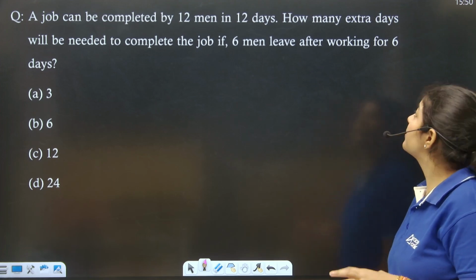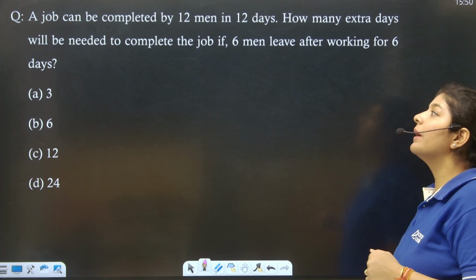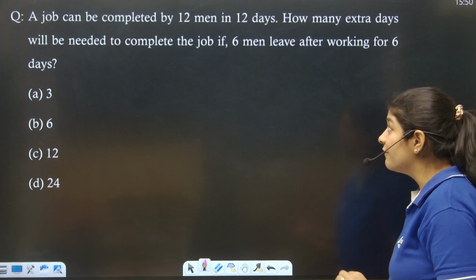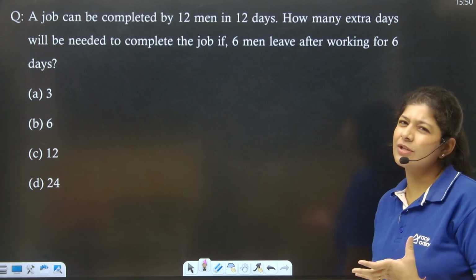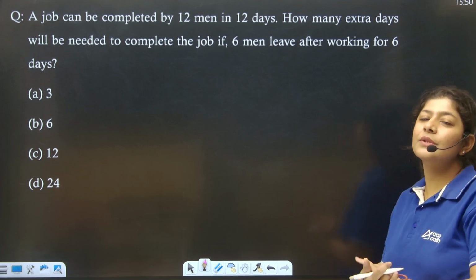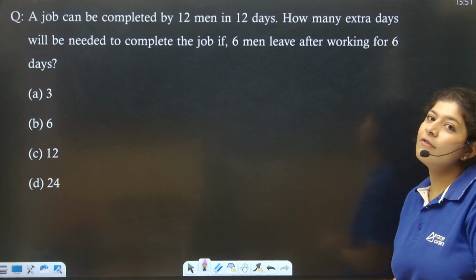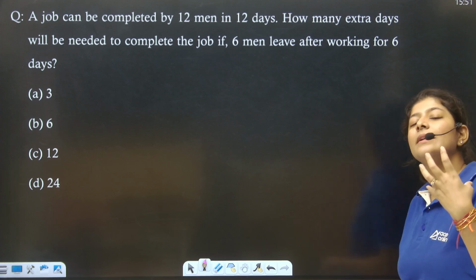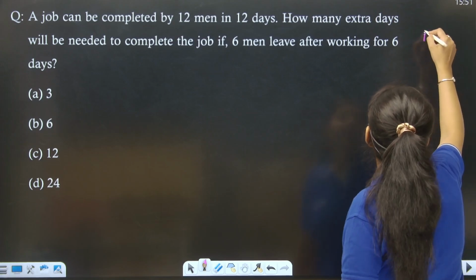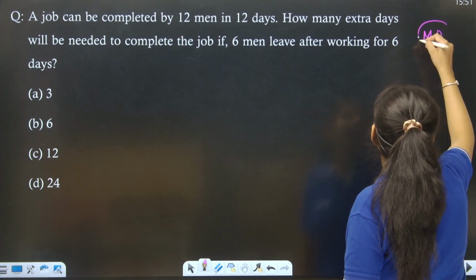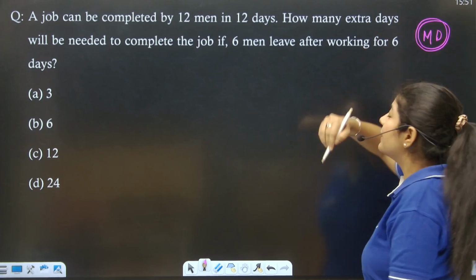How many extra days will be required to complete the job if 6 men leave after working for 6 days? The question is very easy. All we need to do is use the concept of total work, which is nothing but the number of men multiplied by the number of days. We only need to use M into D.